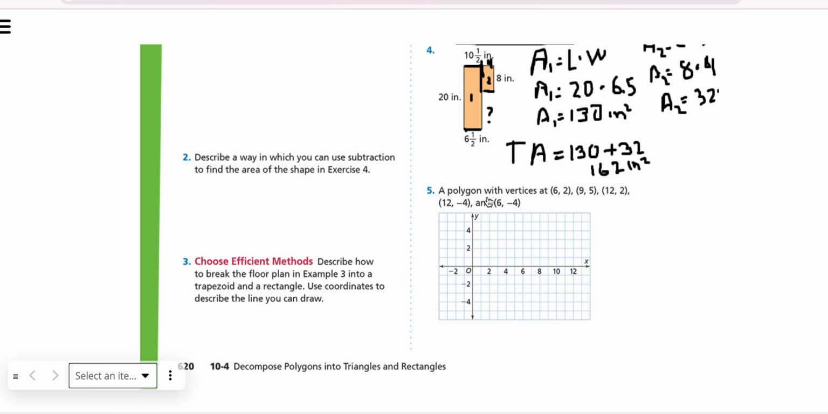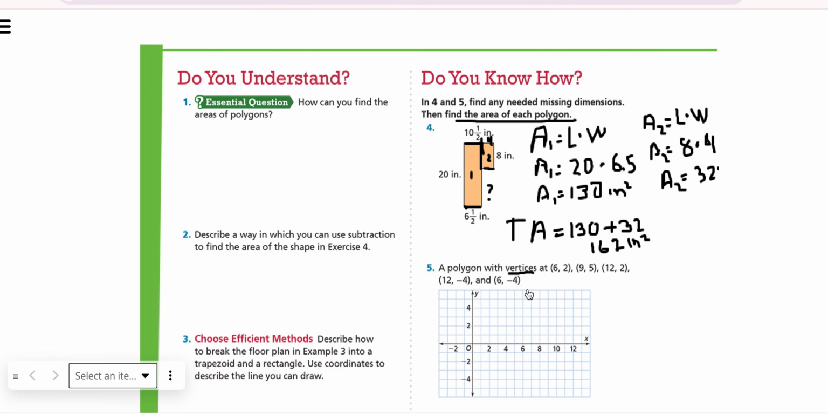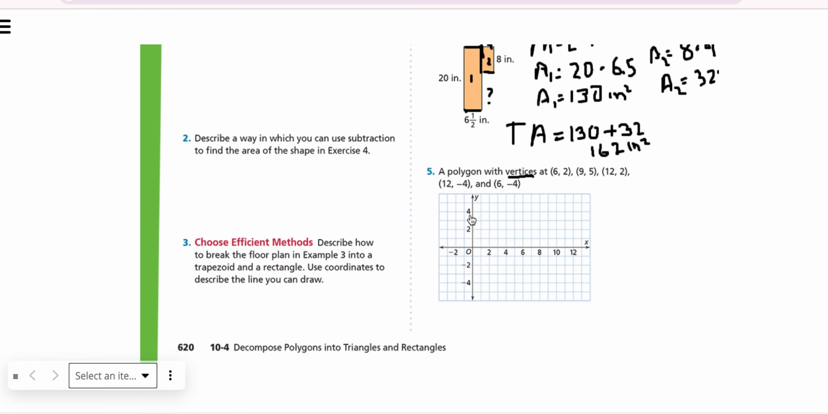Okay, let's look at question 5. A polygon with vertices. Vertices is the corners of the polygon, like the little corners. And they give you the coordinates, the points. Okay, so you have to graph those vertices, or those points on the graph, and then you have to find the area. So let's graph first. So we have (6, 2). So we start at 0. Remember, 6 is positive, so I'm going to go to the right. I'm going to find my number 6 is here, and I'm going to go all the way up to the number 2. So I'm going to put a point here. Okay, so that's my first point.